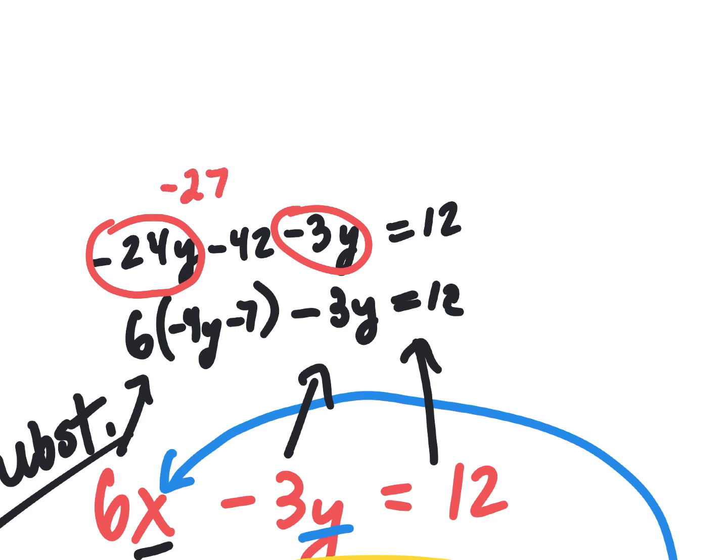Is anybody agreeing with me though that I have negative 27y minus 42? Anybody get that same thing? Okay, good. And then I have to add 42 to both sides.